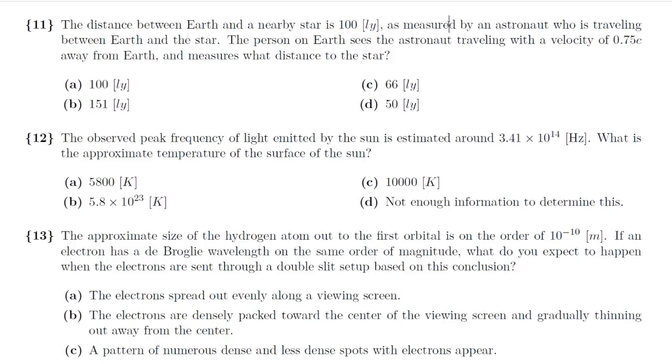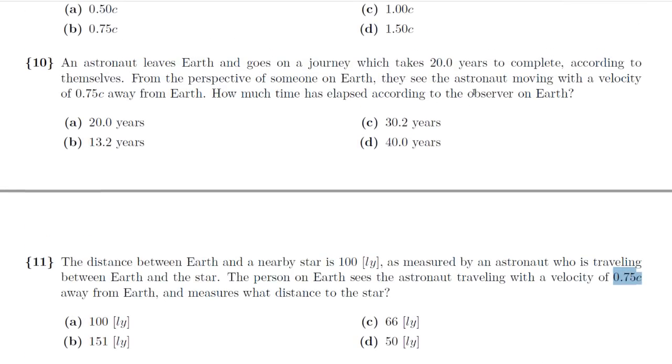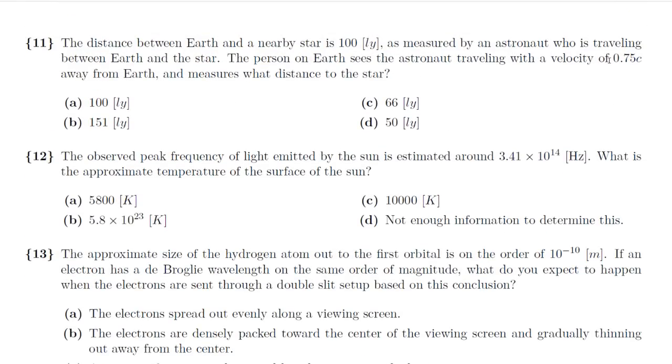Whatever that distance is, it's measured by an astronaut who is traveling between Earth and the star. The person on Earth sees the astronaut traveling with a velocity which is 75% of the speed of light, which is why this is pretty much the same as the last problem. I'm also doing it with 75% of the speed of light, but with distances and not time. This one's time dilation, the next one's length contraction. If you calculated gamma from the previous question, you can reuse it because it's the same speed.